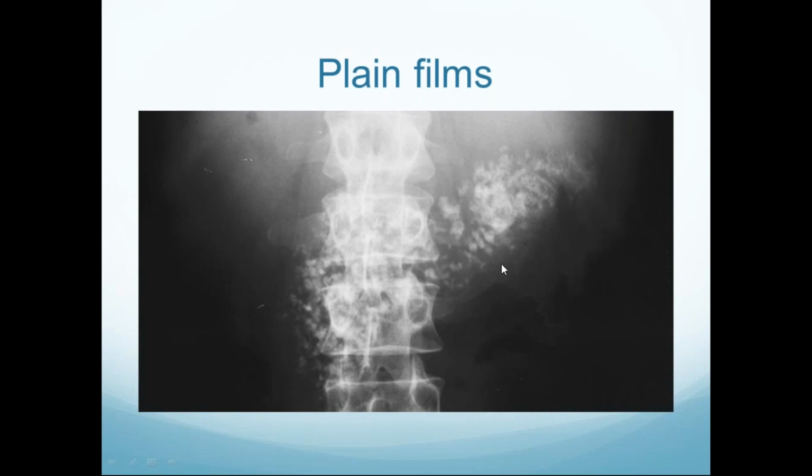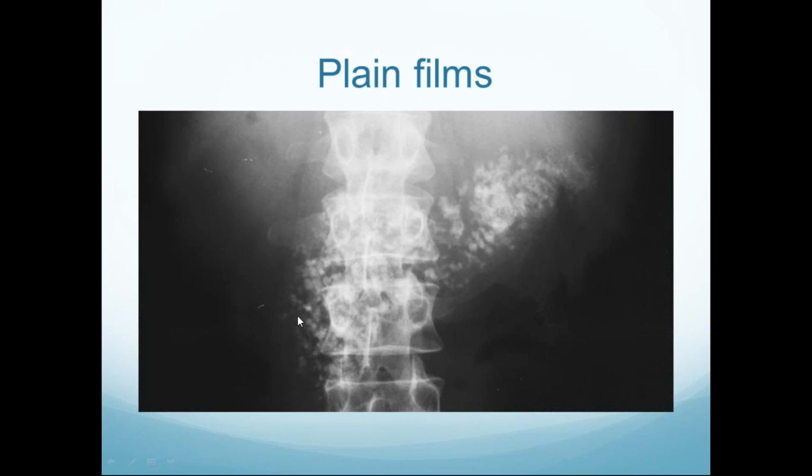We discussed previously in the pathophysiology that chronic pancreatitis involves destruction of the acinar cells and the ductal cells, which causes fibrosis, which in turn causes calcification. So this is the calcification of the pancreas.